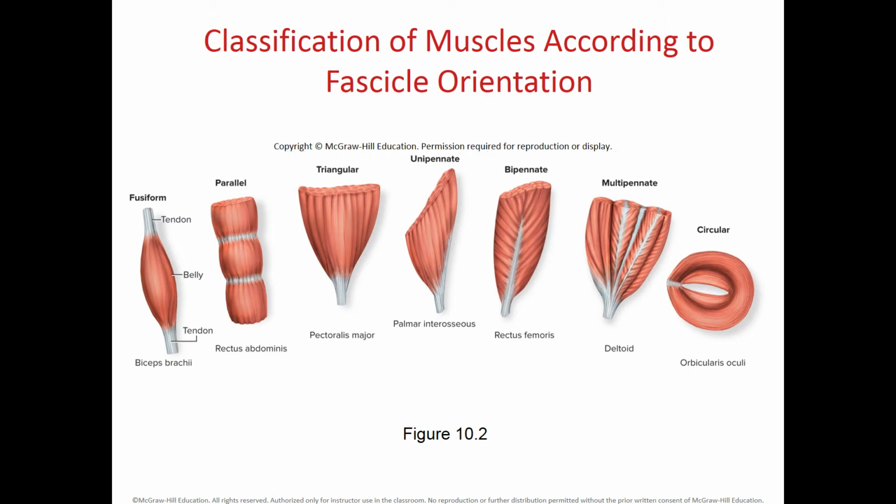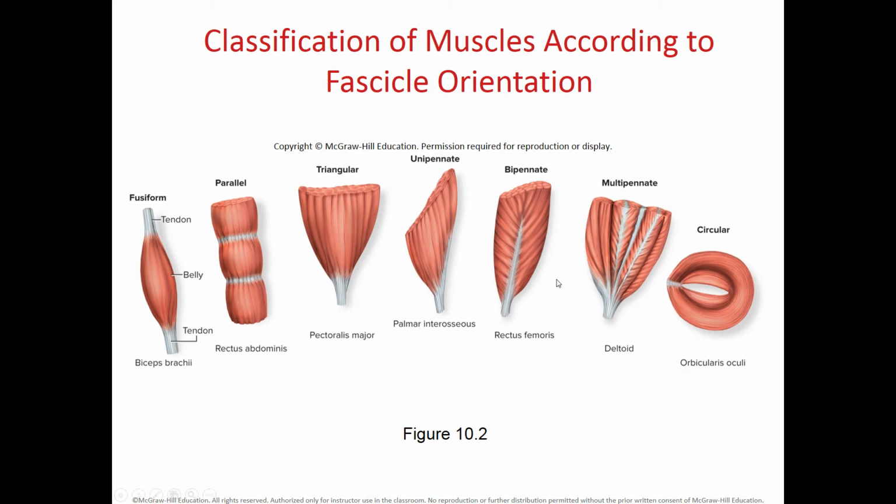the chest. And then we have other muscles, like the unipennate muscles, in which all the fascicles approach one tendon, like in the case of the palmar interosseous muscles that we have in our hand and the semimembranosus muscle in our thigh.